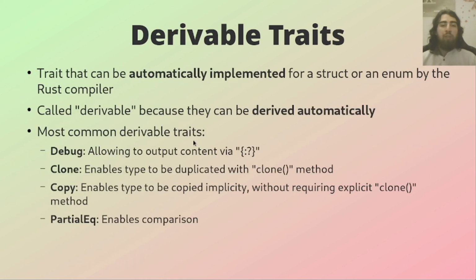Now there is also derivable traits, and we have seen that before. A trait can be automatically implemented for a struct or an enum by the Rust compiler. These are called derivable because they can be derived automatically. And the most common derivable traits are Debug, allowing to output content via this debug notation. We have seen that. Clone, which enables a type to be duplicated with the clone method. Copy enables a type to be copied implicitly without requiring explicit clone method. And PartialEq enables comparison.